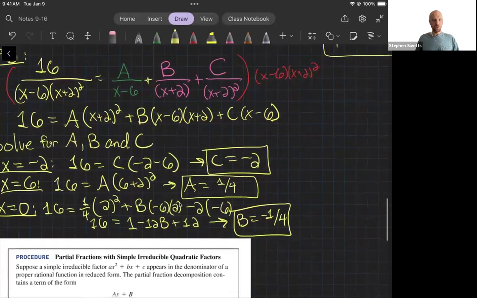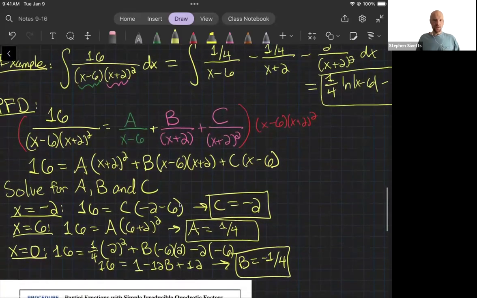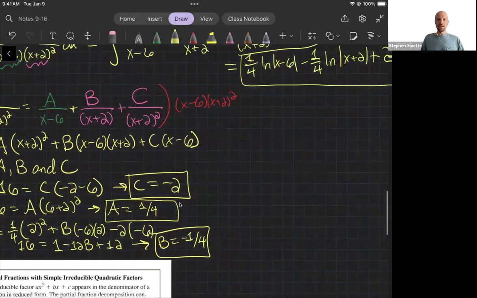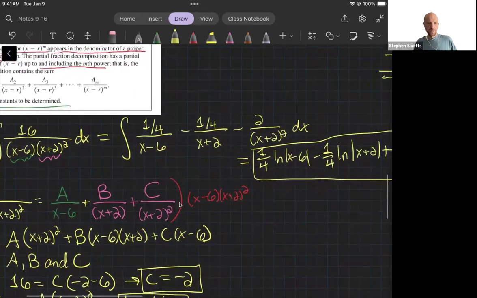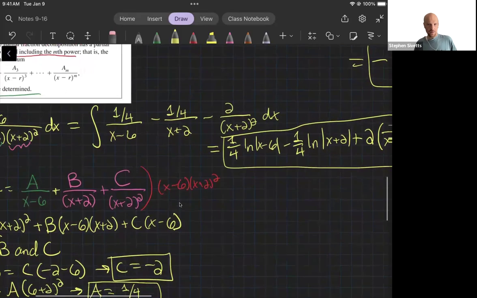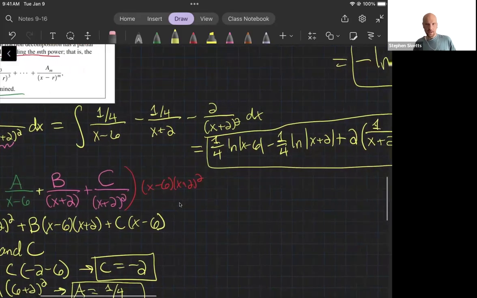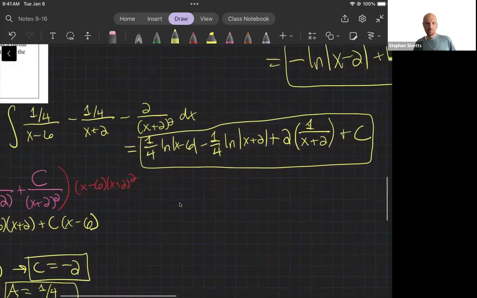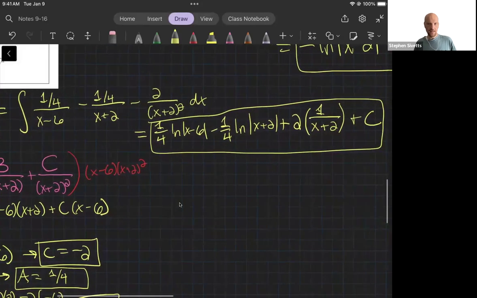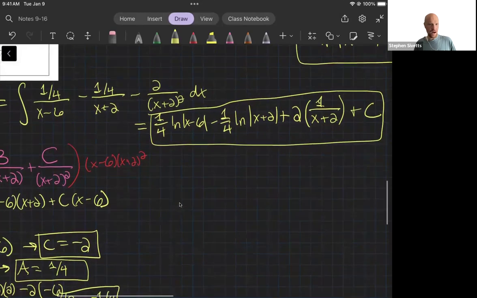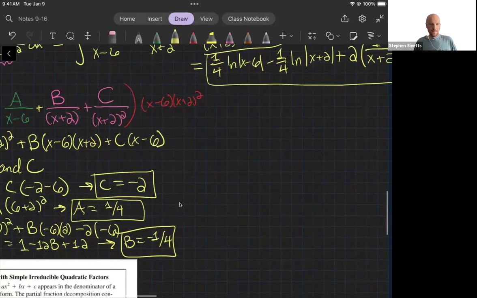Again, this is all partial fractions here. Solve for the coefficients and then rewrite one integral as a sum and difference of integrals, right? The first two become logarithm integrals, and the last term is a power rule integral, right? So hopefully that made sense.